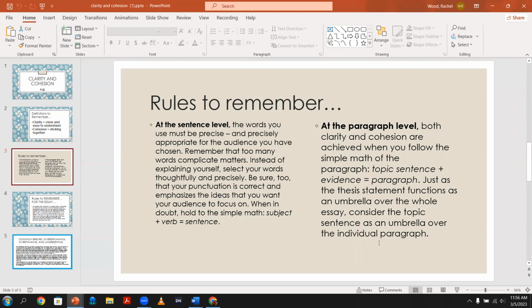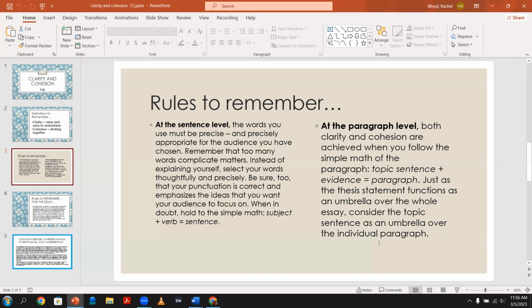Instead of explaining yourself, you want to select your words thoughtfully, precisely, and carefully. Make sure that your punctuation is correct and that you emphasize the ideas that you want your audience to focus on. When in doubt, just hold to the simple math. A subject plus a verb equals a sentence.